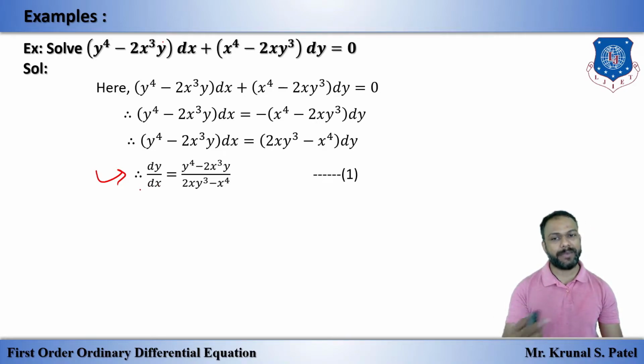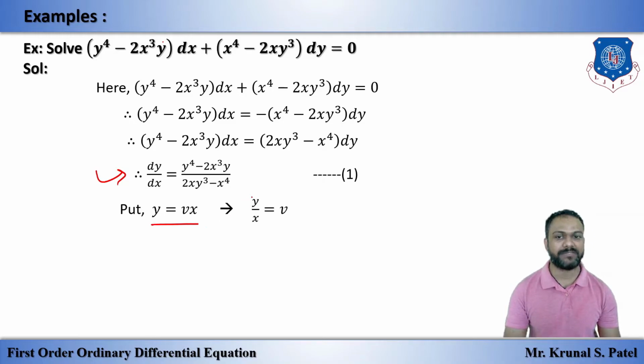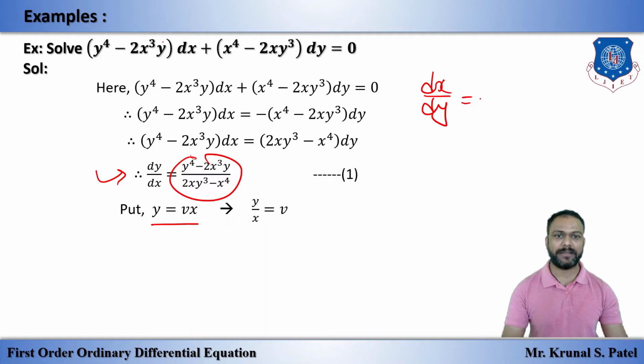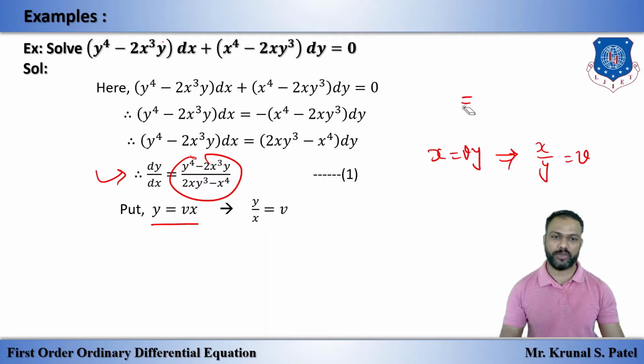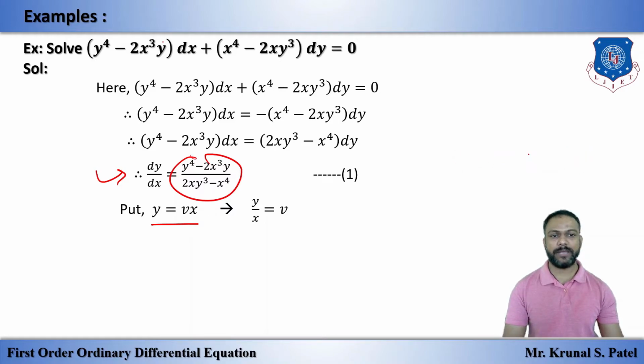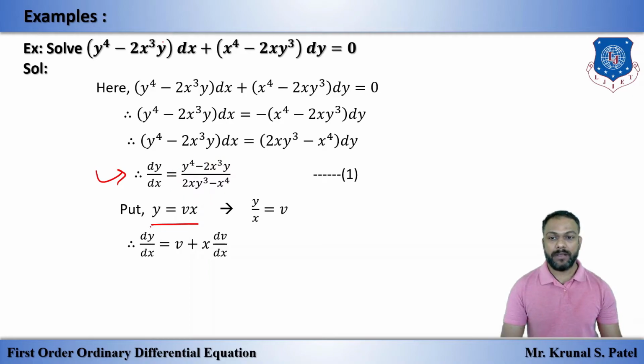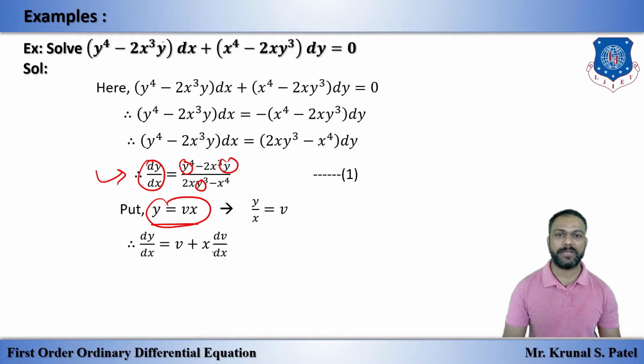But if we convert into dy by dx, then we will suppose y is equal to vx, that means y by x is equal to v. And if we reduce it to dx by dy, then this term is reciprocal, and we will suppose x is equal to vy, that means x by y is equal to v. Okay, so the choice is yours, the answer will be the same. So we have y is equal to vx, so y by x is equal to v, and by differentiating, this is a common step. We will put the value of y as vx, and instead of dy by dx we have v plus x dv by dx.